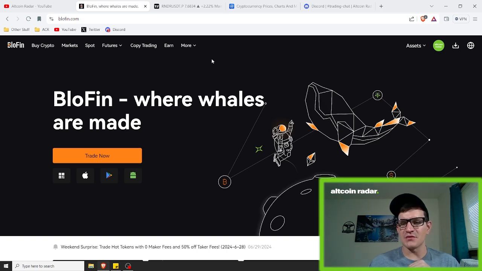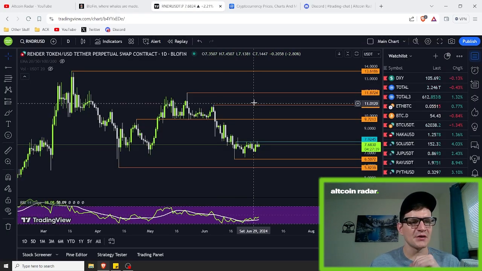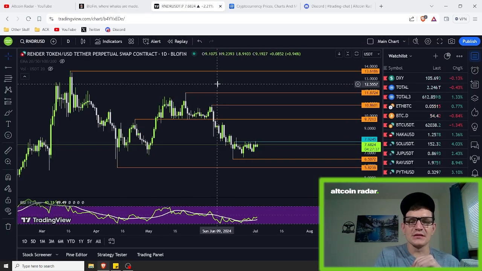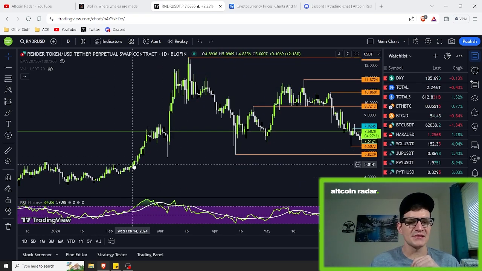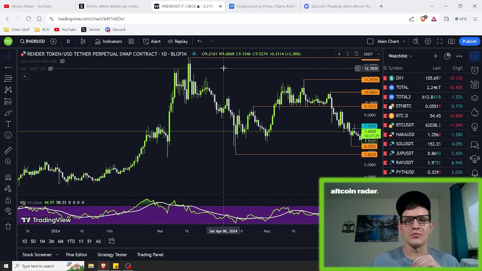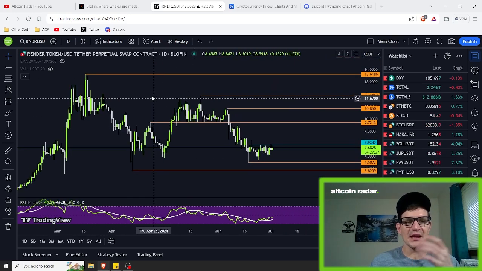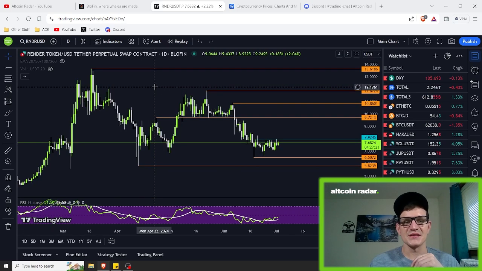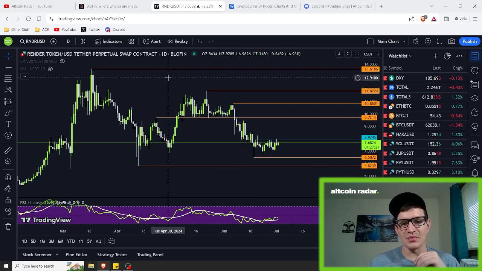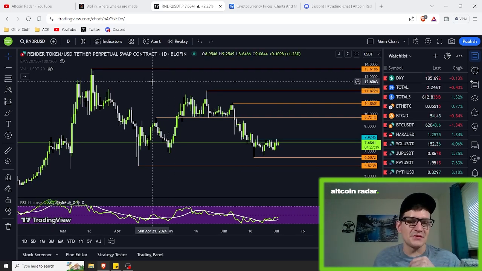All right, guys, so let's go ahead and take a look at Render and see what we got going on here. As we can clearly see, Render recently had a very nice textbook uptrend right here, which was awesome. It kind of came unexpected. I know I wasn't expecting it, but it was awesome.